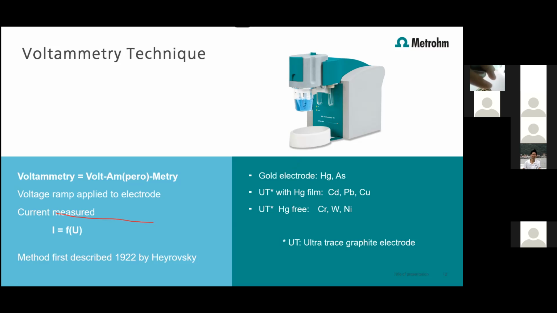This method measures the current when we apply a voltage to the electrodes. And this method was discovered by Heyrovsky. On the right-hand side, you can see our instrument and some heavy metals that can be challenges in the detection. We can do it.